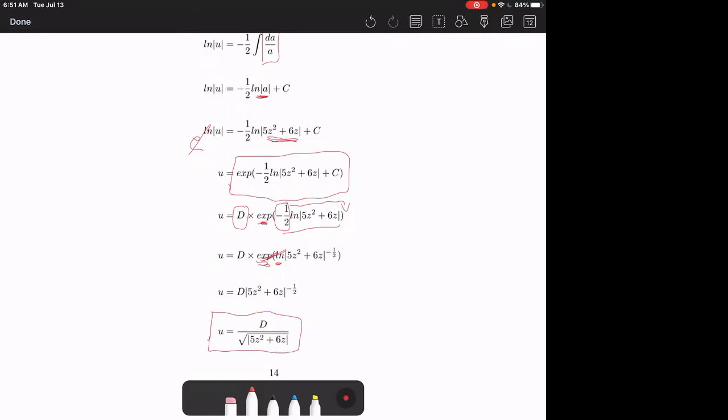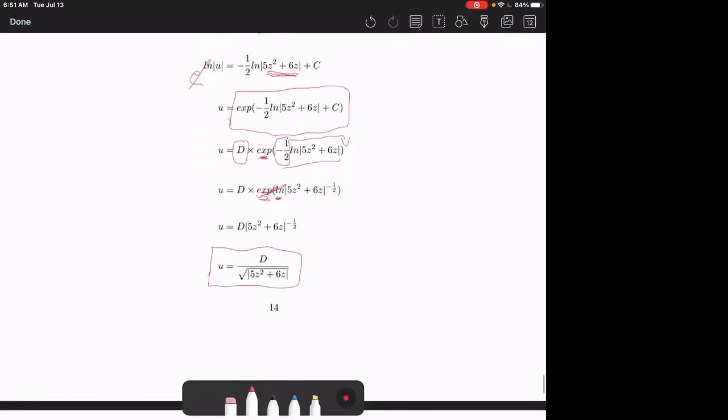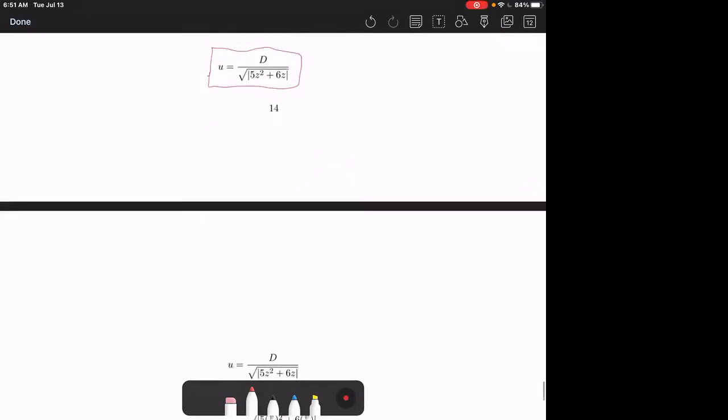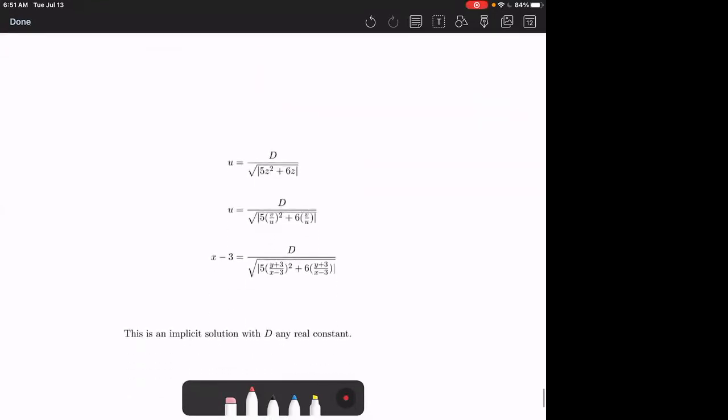Now, it seems like we might have actually reached a solution, but we need y's and x's, not u's and z's. So we've got to unravel what we've done here. U is equal to this, but we know that z is actually v over u. But we know that v is actually y over 3, and that u is x minus 3. So this is actually our final implicit solution, and there does not seem to be any reasonable way to isolate y in this instance, so we are satisfied with that.